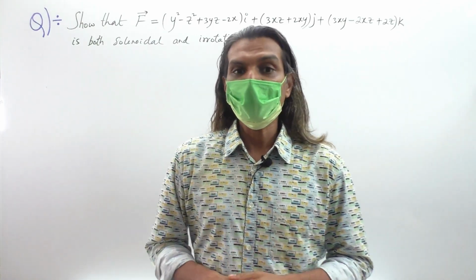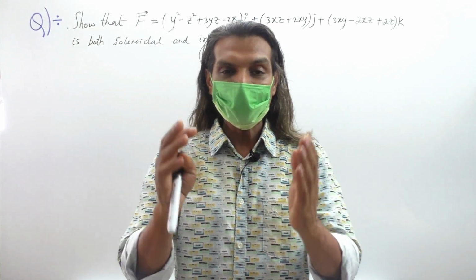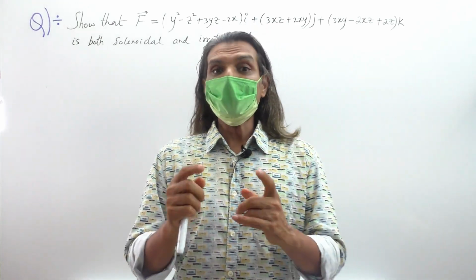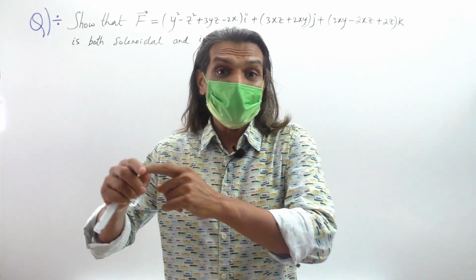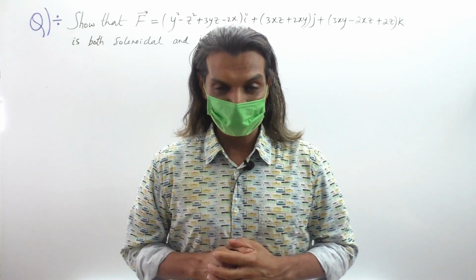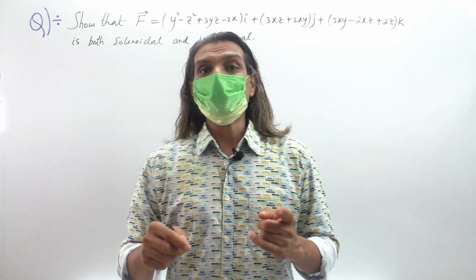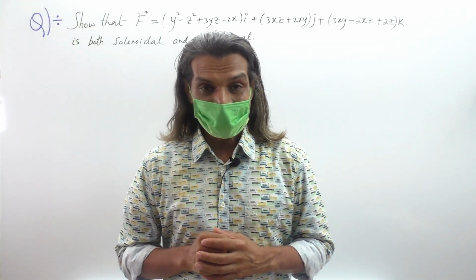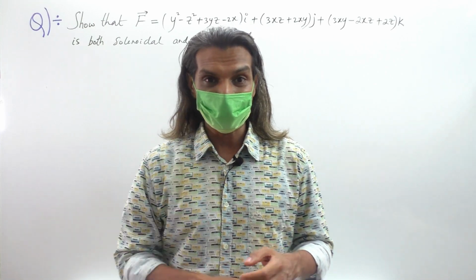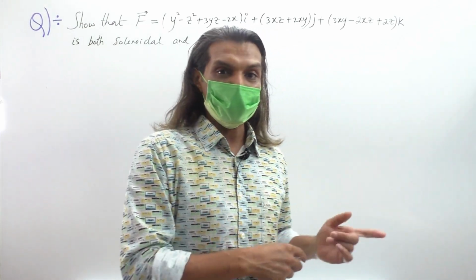It's very, very important. I had mentioned the theory that for any vector field to be solenoidal, the condition is divergence of f is equal to 0, and for the vector field to be irrotational, or conservative, or having a scalar potential, the condition is curl of f is equal to 0. If divergence is 0, the vector field is said to be solenoidal, and if curl of f is equal to 0, the vector field is said to be irrotational. Remember the conditions. Based upon these conditions, we will solve the problems now.